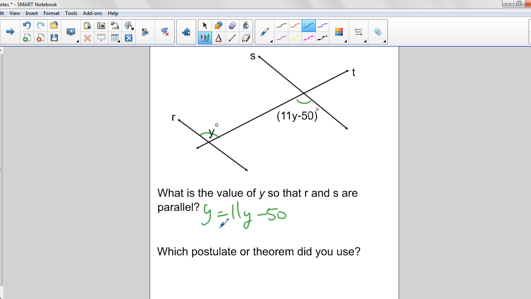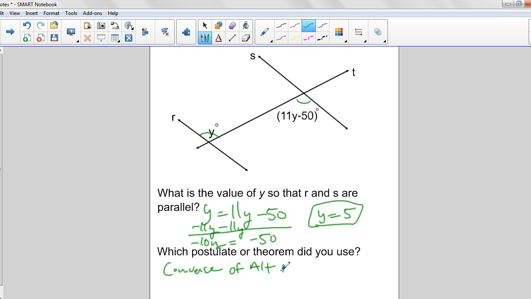So then we can figure out the value of y. Subtract 11y. You get negative 10y equals negative 50. Divide by negative 10 there. You'll get y is 5. So the value of y needs to be 5. So I can put a 5 in here and a 5 in here. You'll see that these two things will be equal, so that these lines are parallel. We are using the converse. We're proving lines are parallel. So we're using the converse of alternate interior angles theorem.